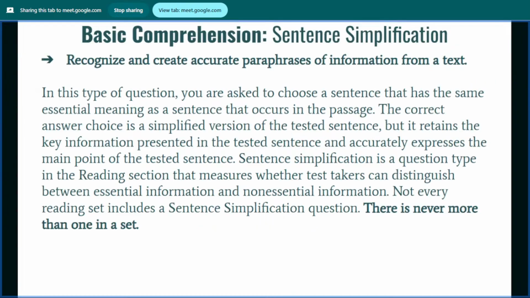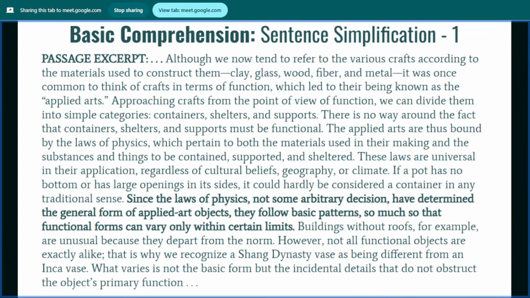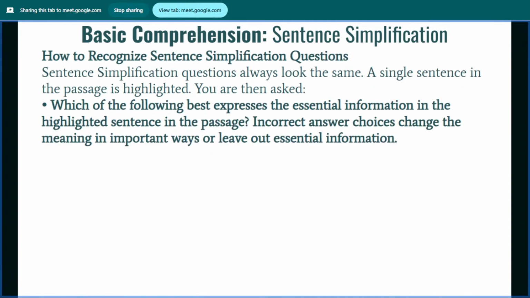In sentence simplification questions, we have to recognize and create accurate phrases of information from the text. Usually you will get one question in your set, but you won't get more than one. Over here, one sentence will always be highlighted, and the question will always look like this: which of the following best expresses the essential information in the highlighted sentence in the passage? Incorrect answer choices change the meaning in important ways or leave out essential information.